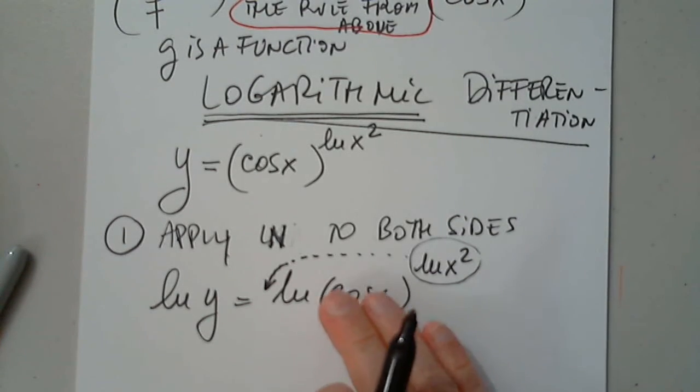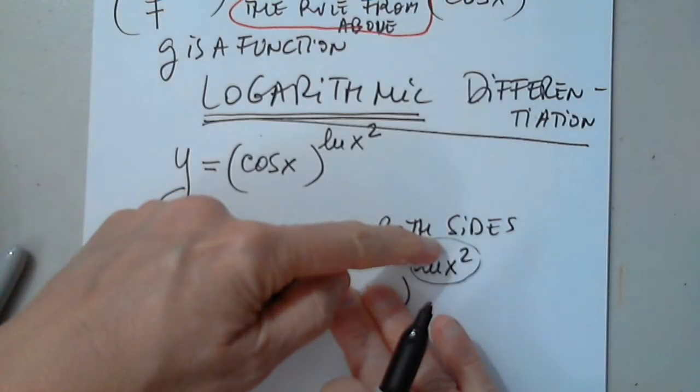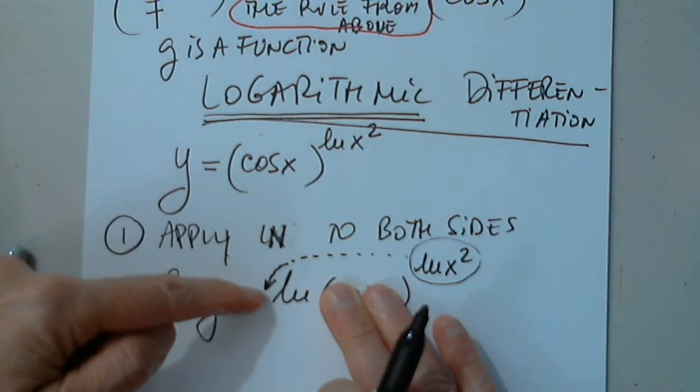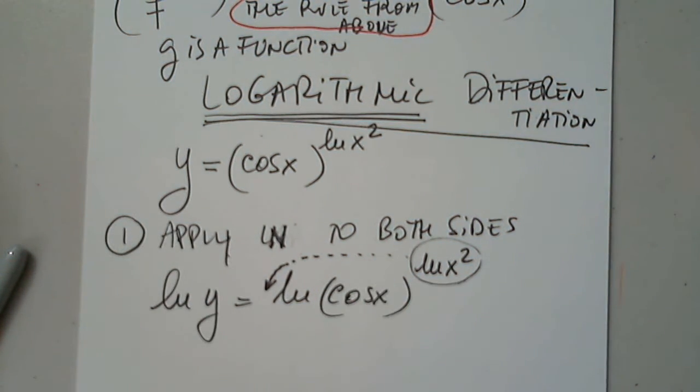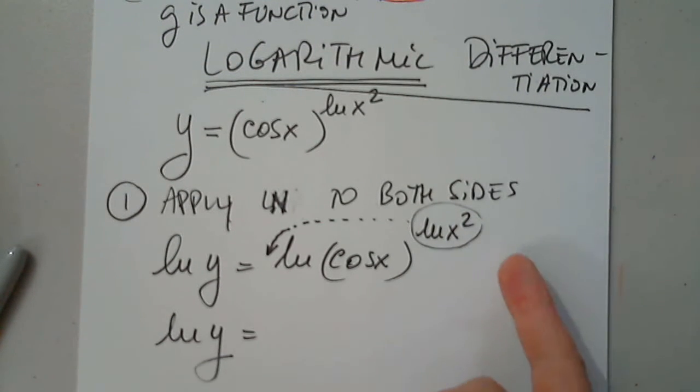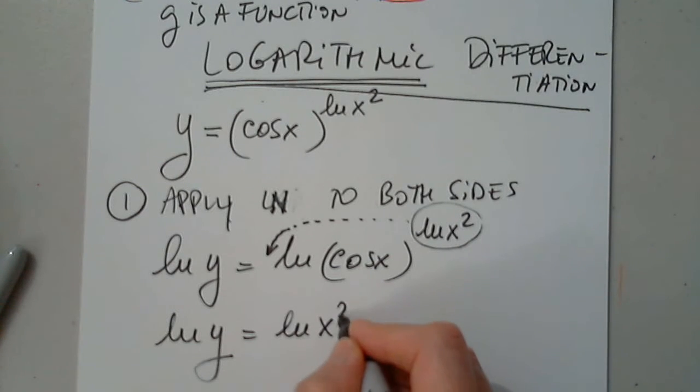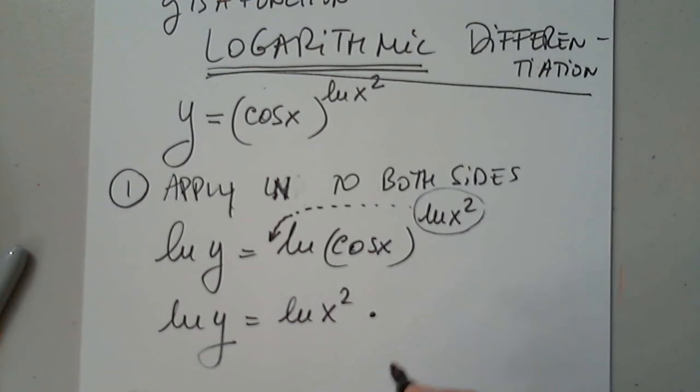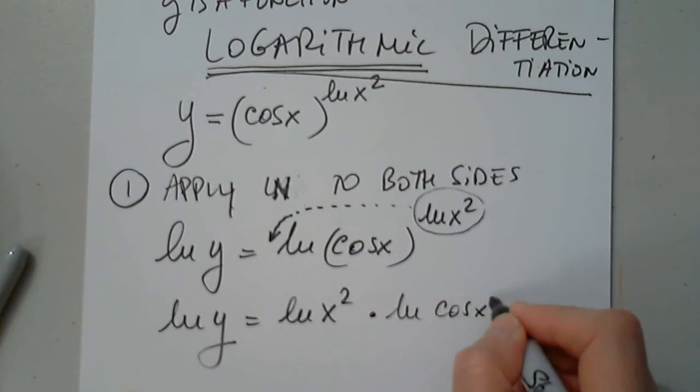that if you have log of a quantity raised to a power, that power is allowed to go in front as a factor. So the new equation is natural log y equals natural log of x squared times natural log of cosine x.